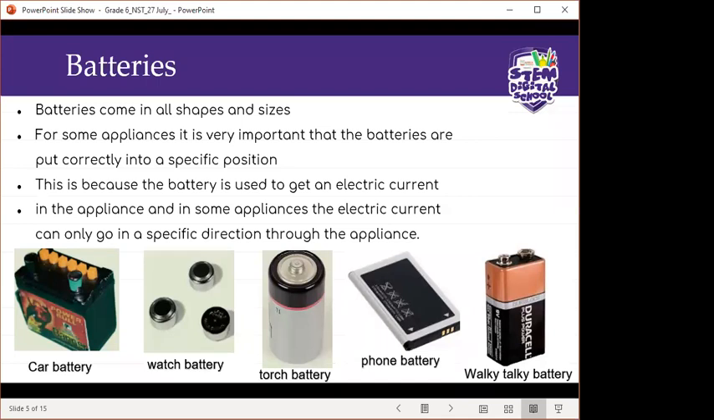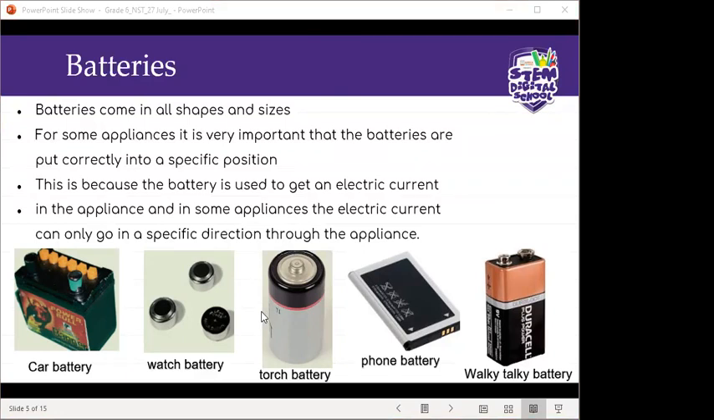So what we can get, guys, from this exercise is that batteries come in different shapes and they come in different sizes. Okay, so they are made particularly for a specific appliance, right? You cannot use a phone battery to charge a torch. You cannot use a car battery for a watch. Neither can you use a watch battery for the car. It will not work. All right.